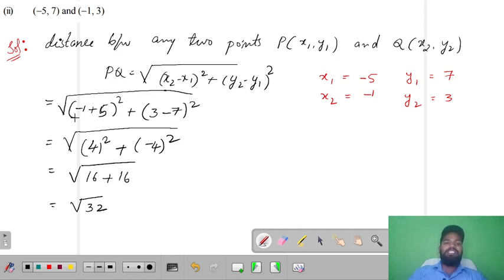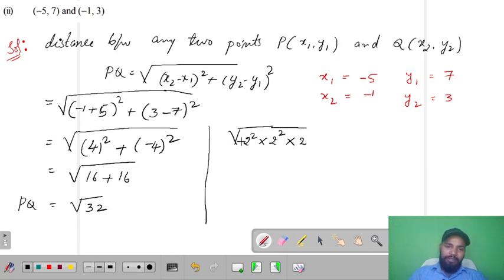So the distance between the 2 points is the square root of 32. You can write this 32 in this manner also. 2 square is 4, 4 into 4 is 16, and 16 into 2 is 32. So under the root, we have 4 square into 2.